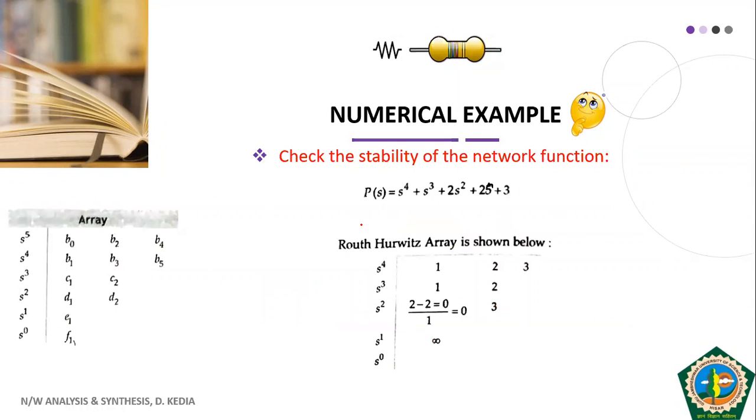So here we have been given the network function P(s), which is equal to s raised to power 4 plus s cube plus 2s square plus 2s plus 3. So we will develop the Routh array. We have written the powers of s in decreasing order. Then we write the coefficient values. So we write 1, then s cube is 1, then s square is 2, then s is 2, then this last term is 3.